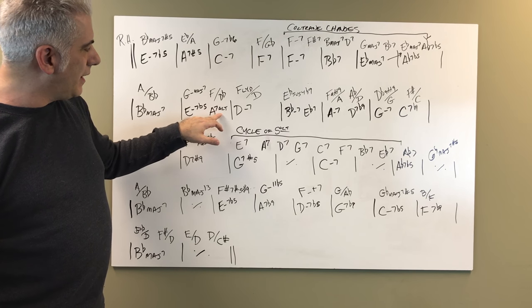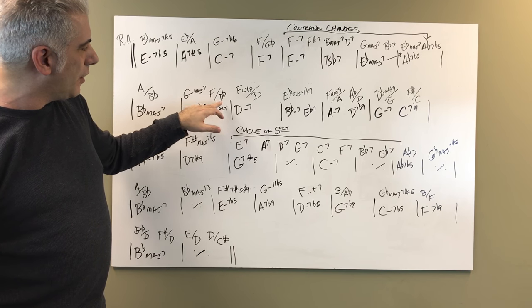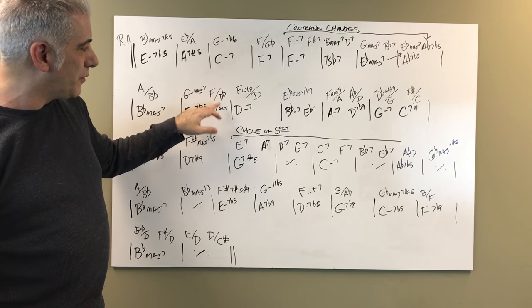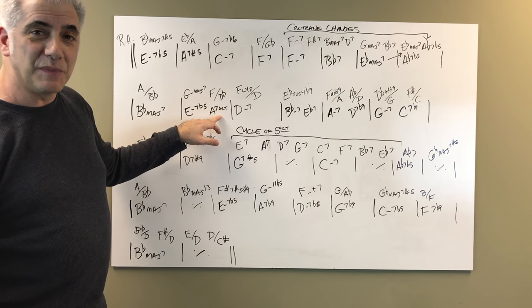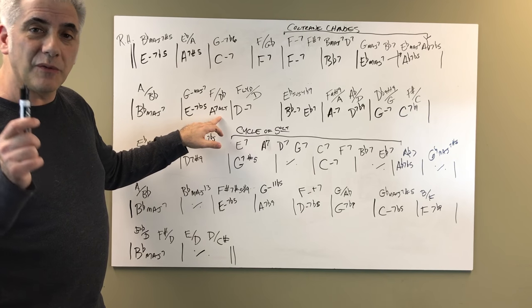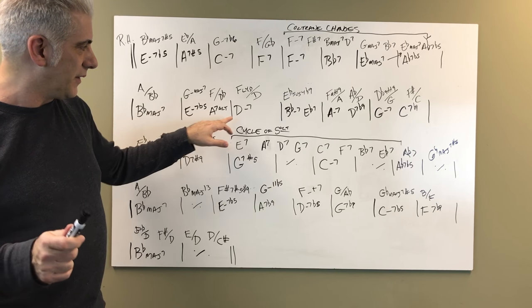Here I've got A7 altered and I'm using an F over D flat, which is a Lydian augmented, D flat major 7 sharp 5, which is from the same family as A7 altered, which is B flat melodic minor. I know this is a lot of stuff to think about, but you have to be really, really fast on your feet with memorizing this.